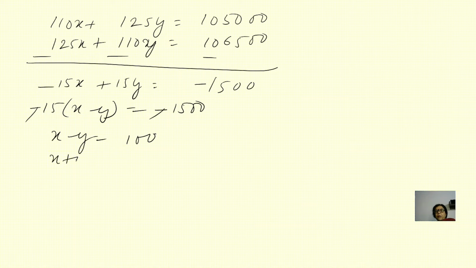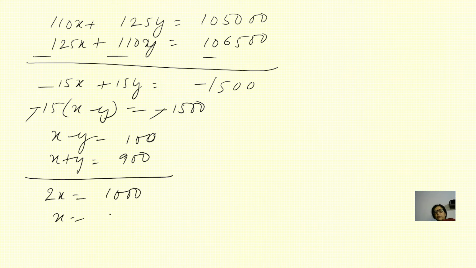And x plus y, the first equation was 900. So you can see now the equations have been reduced very much. And now if we simply add these two equations, 2x is equal to 1000, so x is equal to 500. And y obviously will be equal to 400. So the cost of a chair is 400 and the cost of a table is 500.